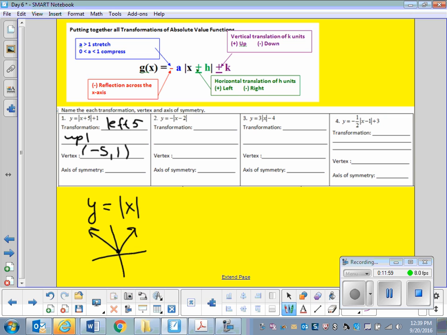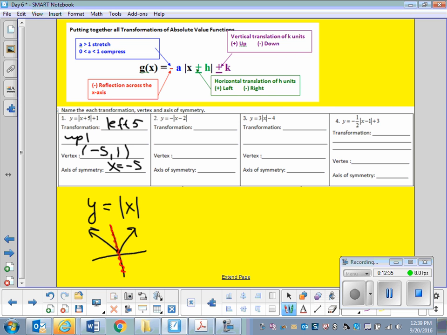What happened to the axis of symmetry? What do you think the axis of symmetry is now? The original one was this one, right? x equals 0. What happened to it after we moved everything? x equals negative 5. Everyone sees that? Leah, looking at the second example, what are the transformations?